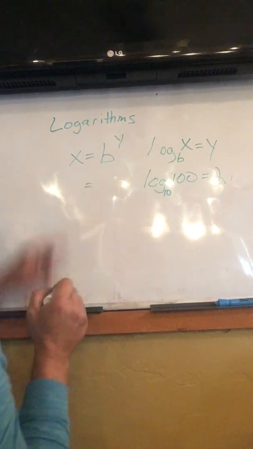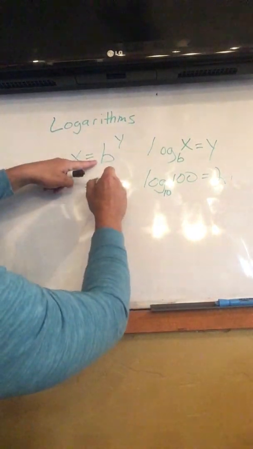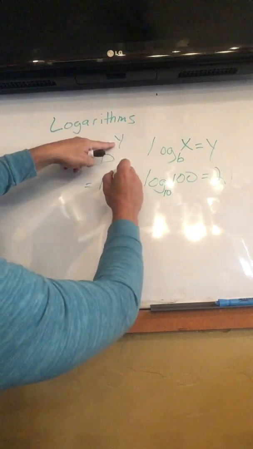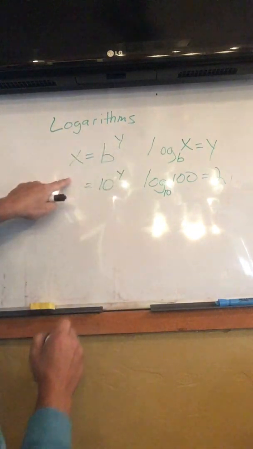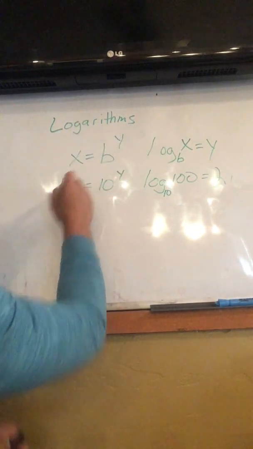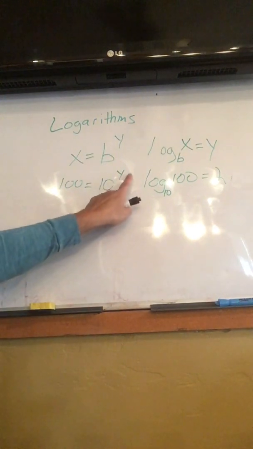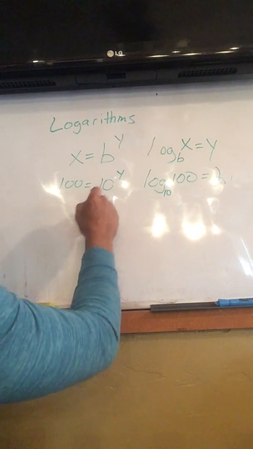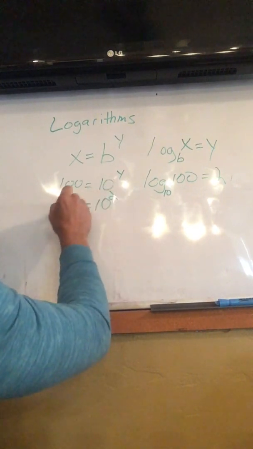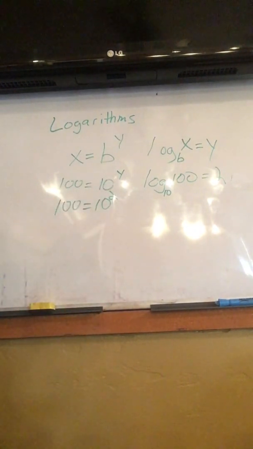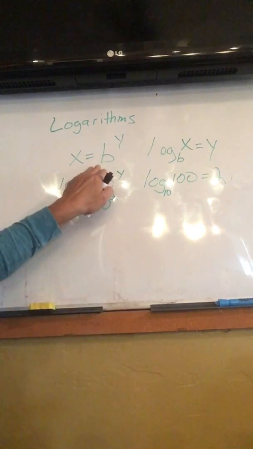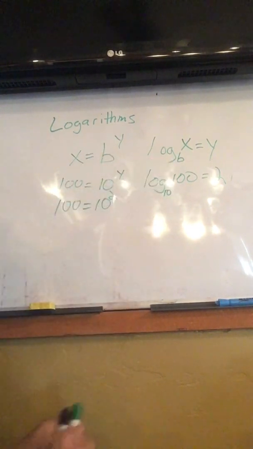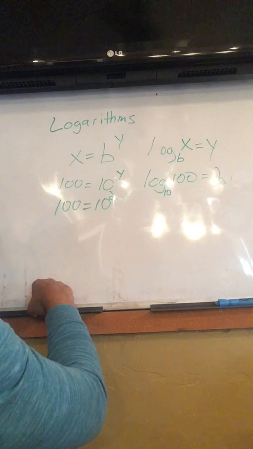Back on this side, our base is 10. We're trying to figure out what y is, and our number x is 100. So 10 to what power is 100? 10 squared is 100. Okay, so that's the same thing. One is in exponential form, and one is logarithmic form.